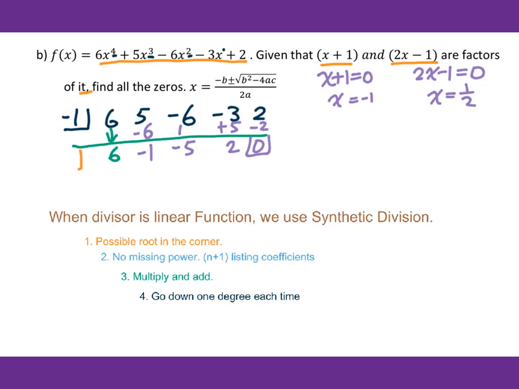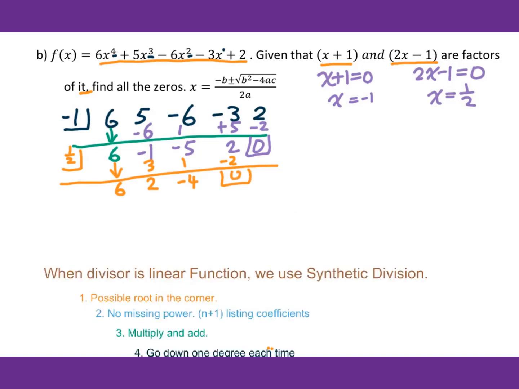Then we go to 1 half. Going down, this is a 6. Multiply. 1 half means your 6 divided by 2. Therefore, we get 3. Adding is 2. Multiply is 1. Negative 4. Multiply is negative 2. We got 0. Since for the root the denominator is 2, don't forget to divide by 2 here. Therefore, you get 3, 1, negative 2.